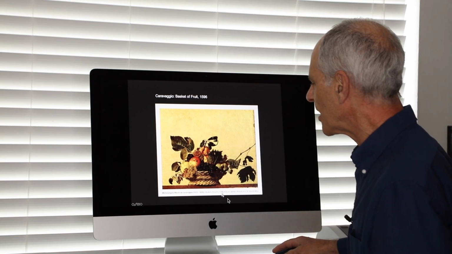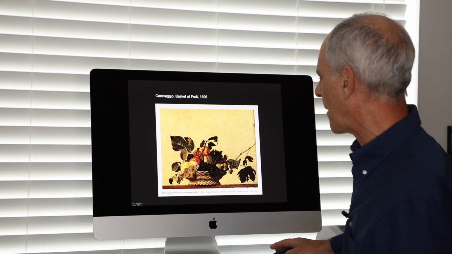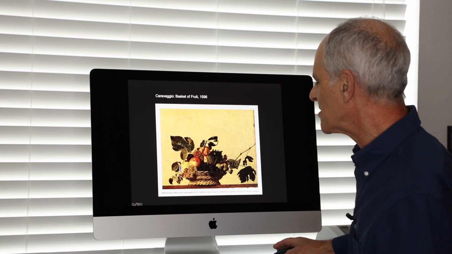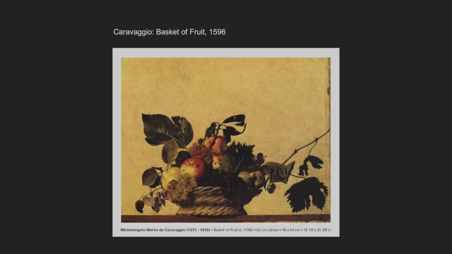Now, Caravaggio was allegedly a real rake. He was charged with murder. He had a pretty wild life. That said, he was a painter of majestic brilliance. And if you look carefully at his still life, there's this rotten hole in the apple. The leaves are dying, they're falling apart. This peach has seen better moments. This pear definitely has seen better moments.